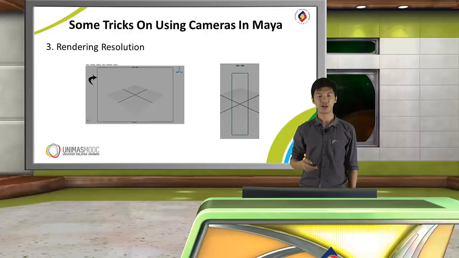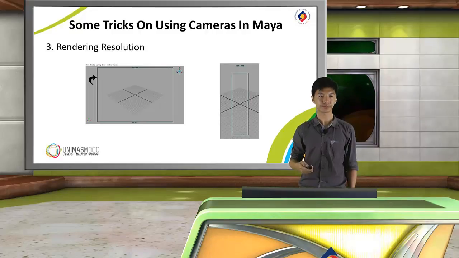Number 3, rendering resolution. Now you don't have to worry about accidentally clipping something out when rendering. The resolution gauge represents what will be rendered. If you are rendering to vertical resolution, for example, the width is 100 and the height is 400, you can go to View, Camera Settings, and Vertical.